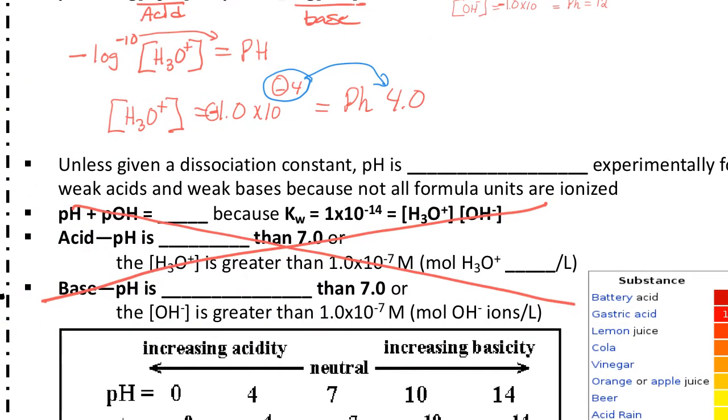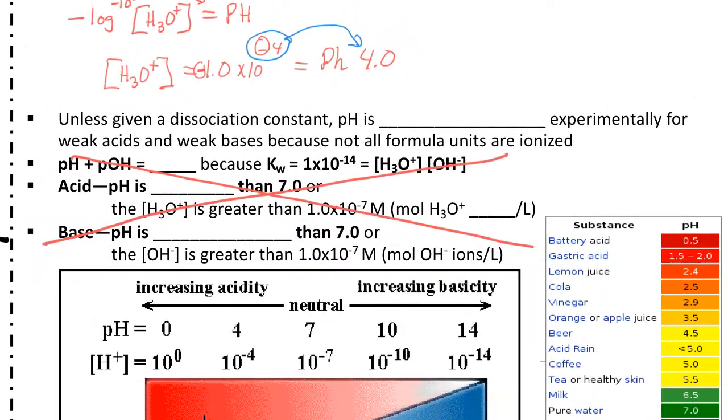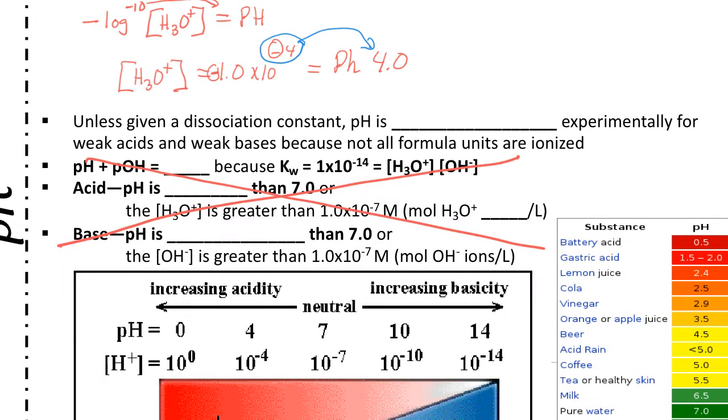All right, this part here, we have one little blank to fill in. Unless you're given something called a dissociation constant, the pH has to be determined experimentally. For a weak acid and a weak base, you can't calculate it. You've got to actually measure it when you're doing an experiment.